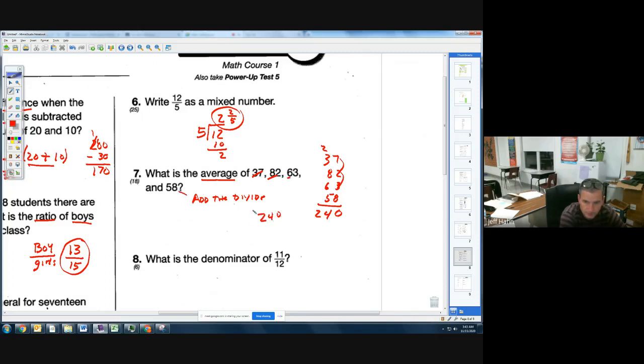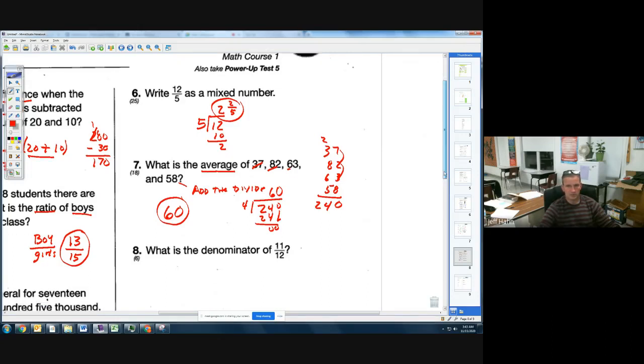240 divided by 4 looks to me like we're getting 2. Don't forget to bring down the 0, 60. Hopefully my answer for that is 60 would be the average. And then you always want to look at the numbers and say, is that a reasonable number? Sure, because you got a high 80 here, but you also got a low 37, and you got these other numbers that are kind of in the middle. 60 seems to be pretty reasonable.